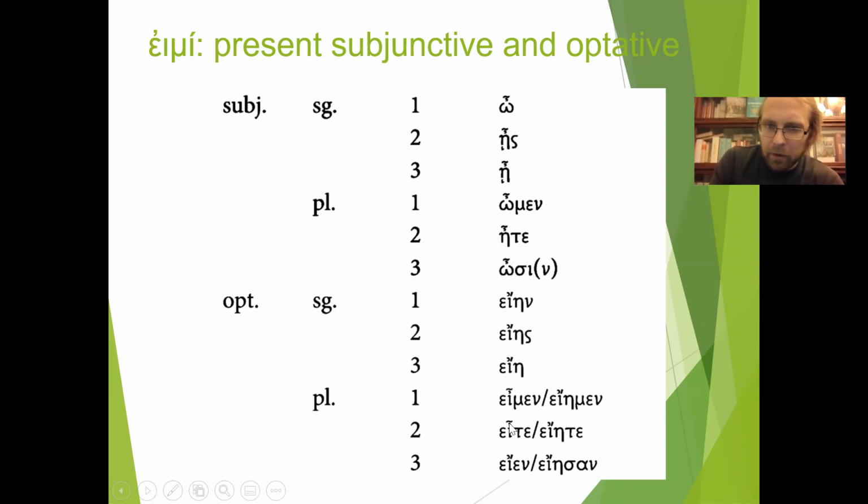And then the optative of eimi in the present tense is in the first person singular an, second person singular as, and third person singular ae. And then in the plural, we have two alternatives. We have amen, and then we have amen in the first person plural. And then we have eite or aete in the second person plural, and an or aesan in the third person plural.